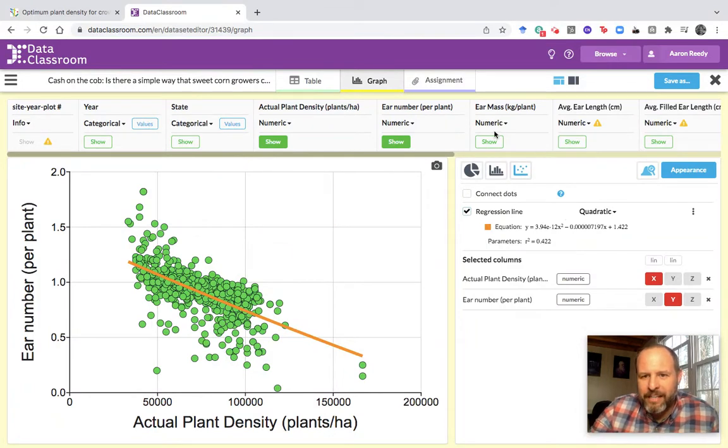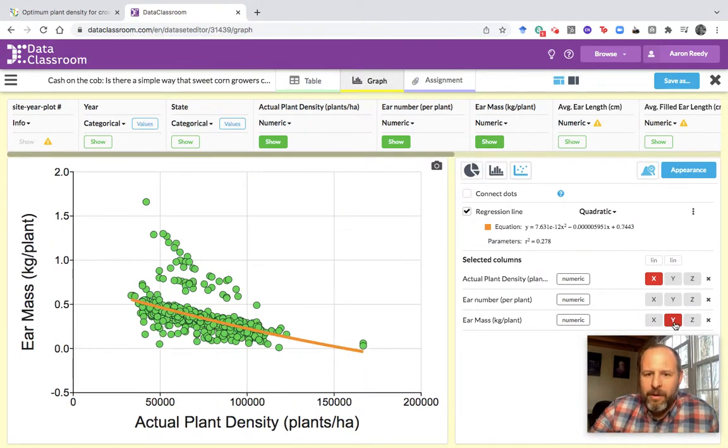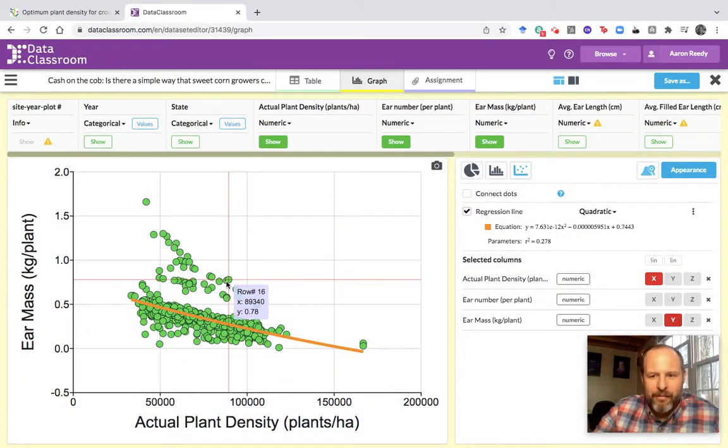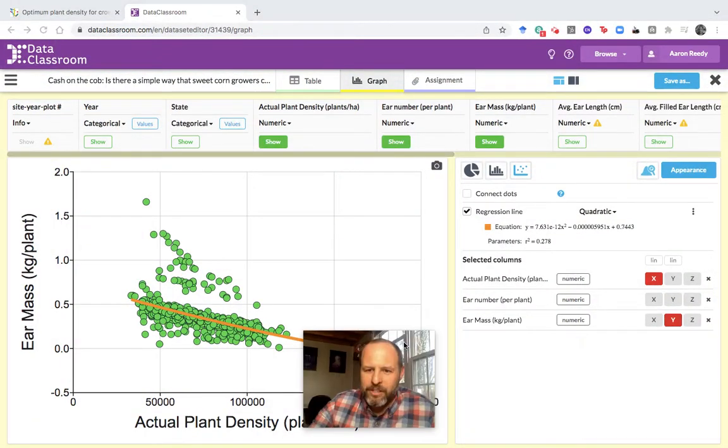So now let's look at ear mass. So I add ear mass and I click over here on my control panel at the right. I click that to be my Y variable. And I look at this trend with ear mass. Same trend. The greater the density in the field, the lower the mass of corn. You can also see an interesting pattern here where there's sort of like 2 groups of points. There's a smaller group above. This may be due to effects of year or site, but we're not going to go into that with this. We're just looking at this basic question here.